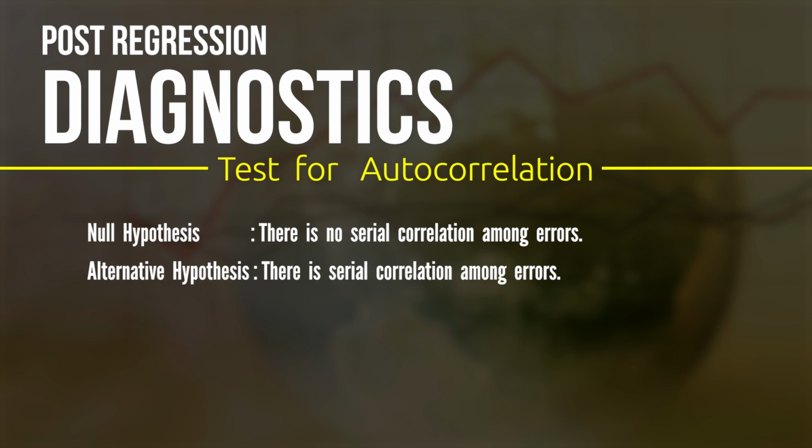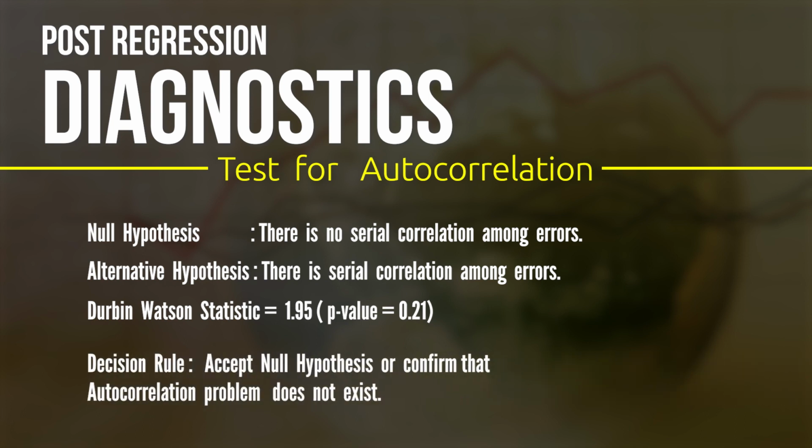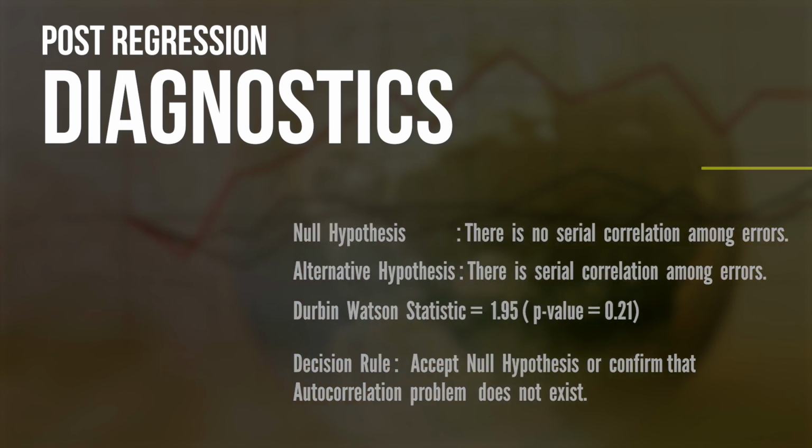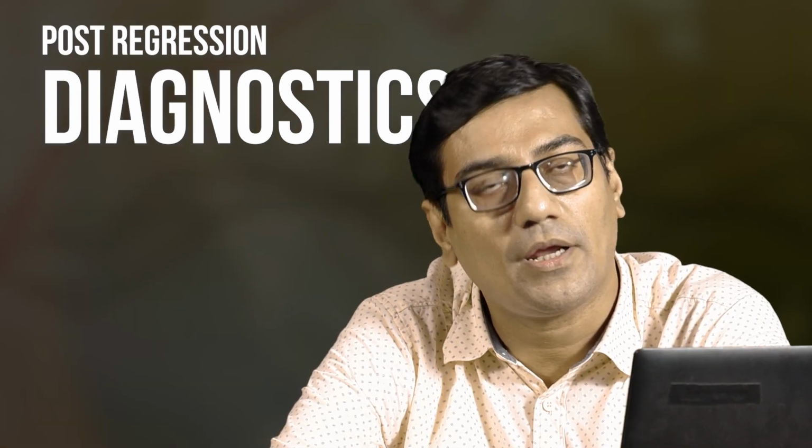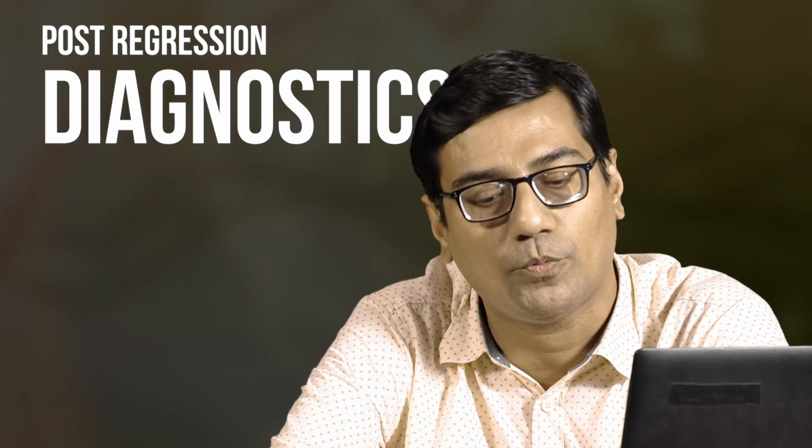So in order to do that, we go for the Durbin-Watson test, and again we observe that the value is 1.95, less than 2, and the p-value is 0.21. So again we interpret that the null hypothesis is accepted, which means that the errors are not serially correlated with each other. This is very important to understand because if autocorrelation exists, we cannot proceed with the OLS. We have to check for autocorrelation and then we can go for the estimated output.